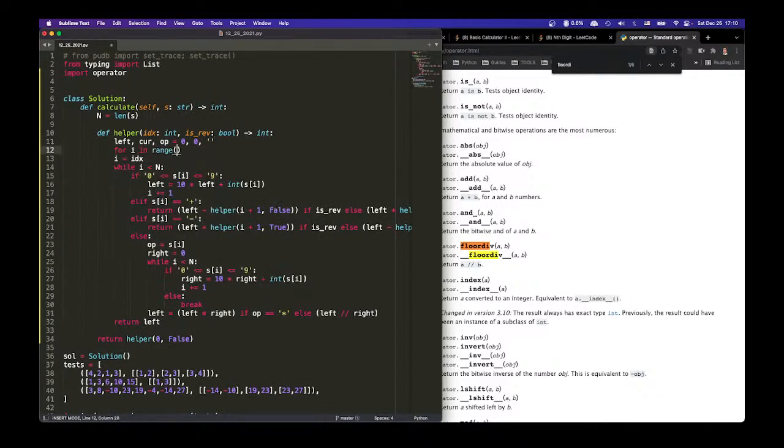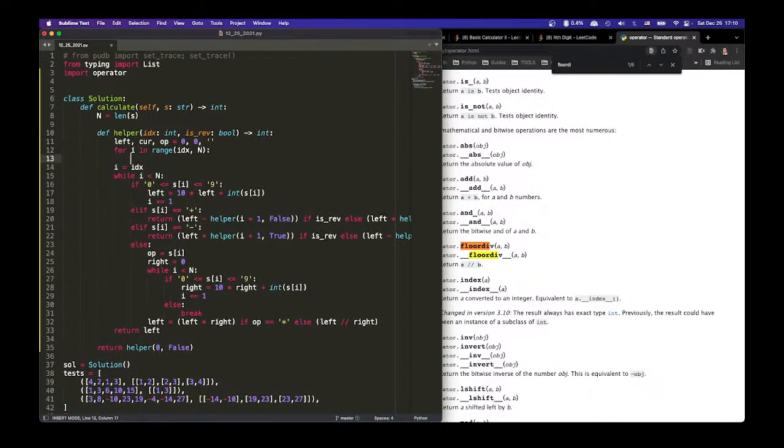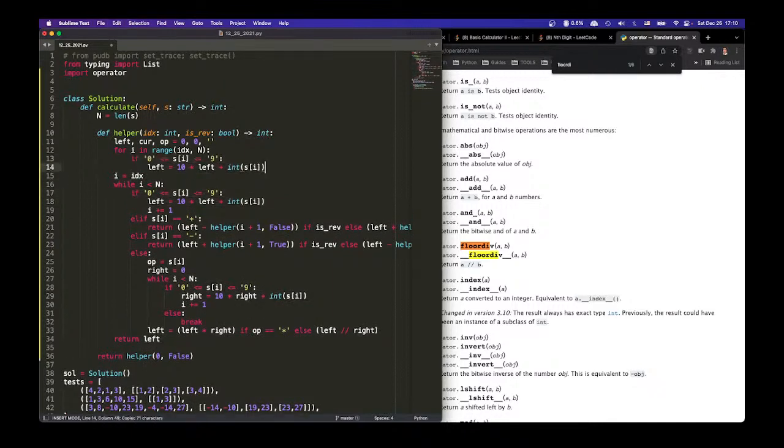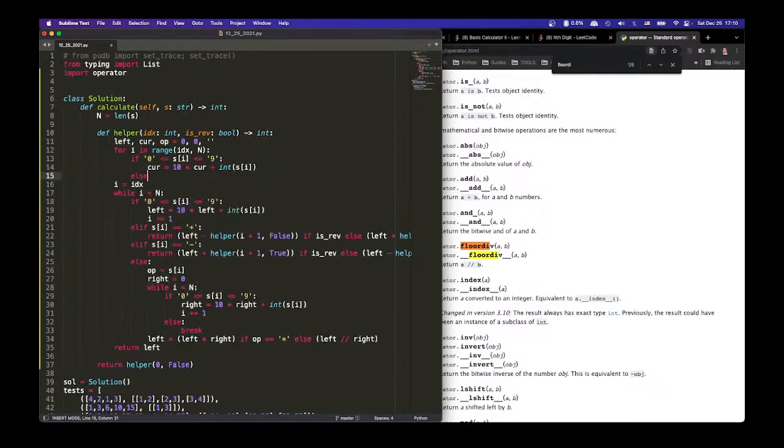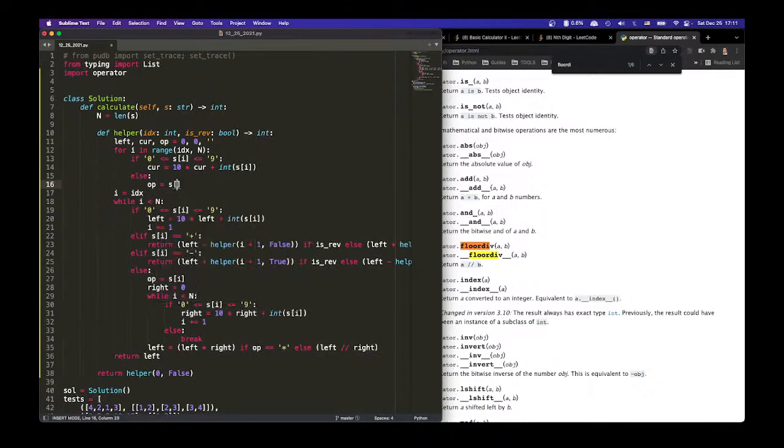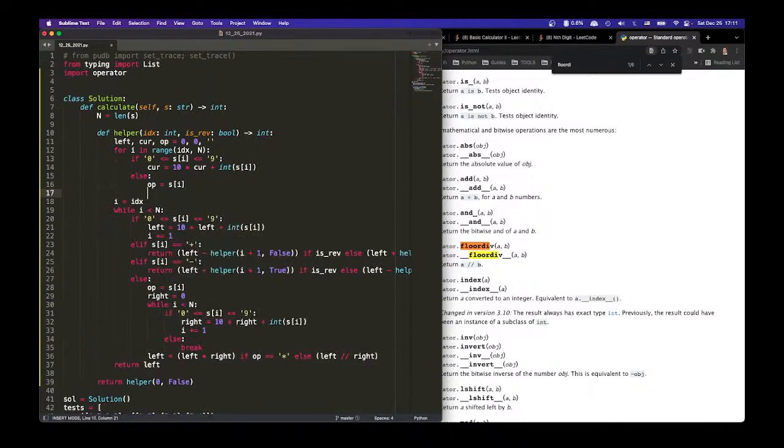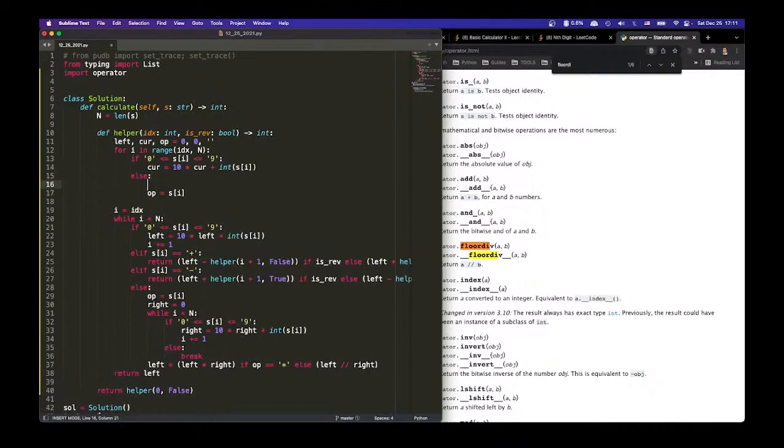So for I in range n, not n, index to n, right? So what are you thinking? I'm thinking, if this, right? If this, then it's not going to be left. It's going to be current, right? And then else. And OP equals this, right? Okay, no, not yet. Else, and we check if OP equals this or OP equals this.